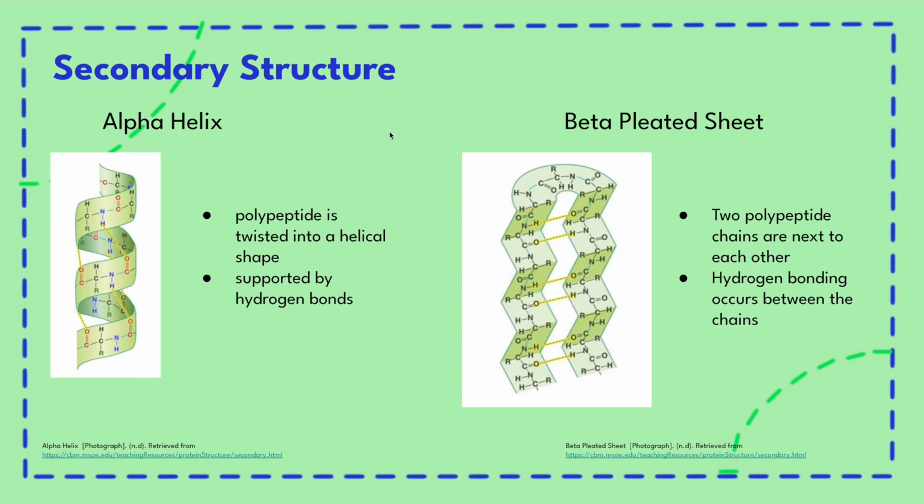The alpha helix is where the polypeptide is twisted into a helical shape, and this is supported by hydrogen bonds in the amino acids between a hydrogen from the amine group and an oxygen from the carboxyl group. Next, the beta pleated sheet is where the polypeptide chain has folded in a way that 2 chains are next to each other. Hydrogen bonding takes place between those chains, and so the space between those chains is kind of like a sheet.